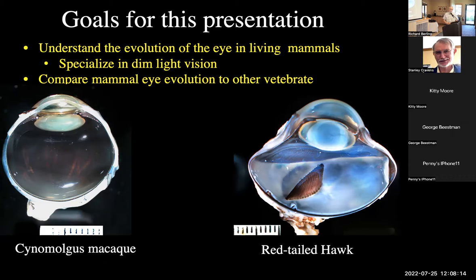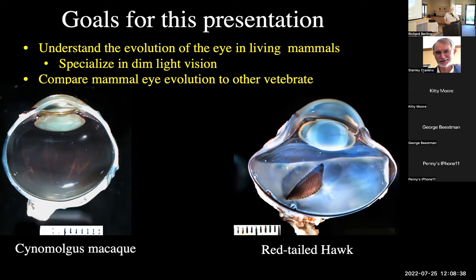And I've chosen two species that have eyes that are adapted for their particular group. There are eyes that are adapted for maximum visual acuity. And that would be the primates among the mammals, and this happens to be a cynomolgus monkey. And the diurnal raptors among the birds, and this happens to be a red-tailed hawk.